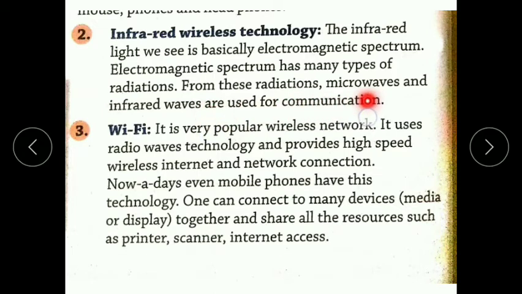From these radiations, microwaves and the infrared waves are used for communication. Got it, students? Now see, what is infrared? Infrared is light which we can't see with our naked eyes.